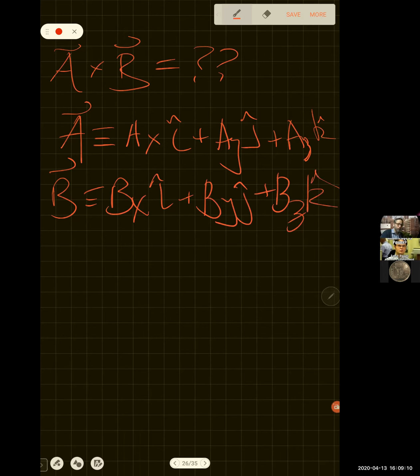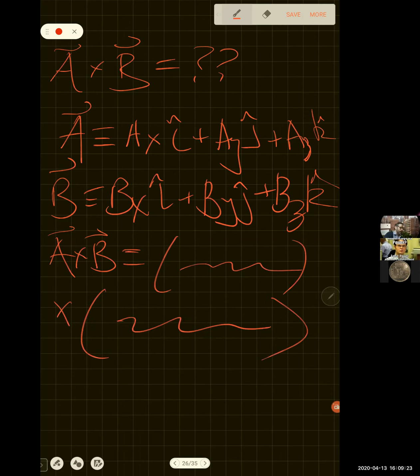So if we want to cross two vectors, let's carefully realize that A cross B must be that whole sum cross with the next whole sum. I'm not going to trivialize it, but it's the sum of three crossed with the sum of three. So again, I'm going to go term by term, and in principle get 9 total terms, but let's go carefully.